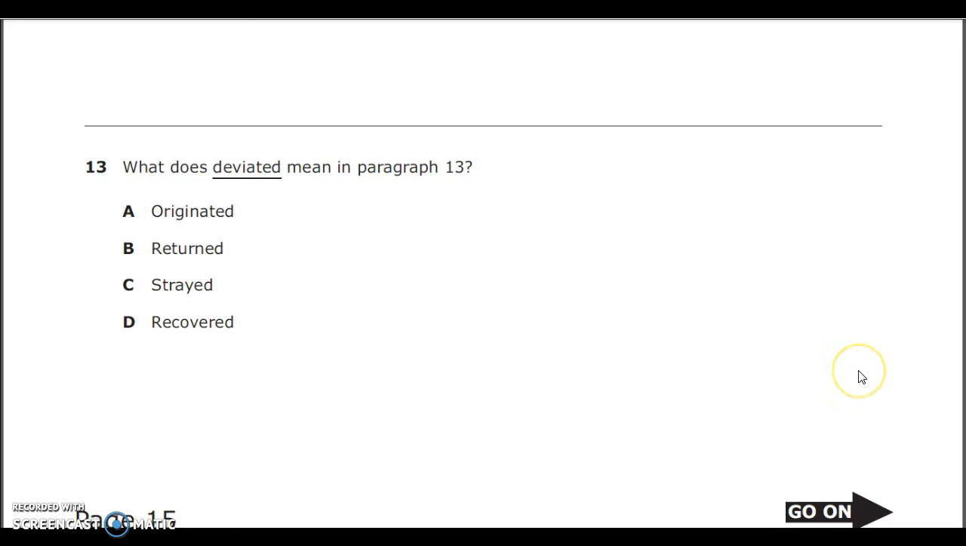Oh, here's another vocabulary question. What does deviated mean in paragraph 13? Well, I don't see a definition there, and some of these words look kind of hard too. Originated? I'm not really sure what that means. So in this case, it'd be a great time to use your dictionary. So make sure that if you don't have a definition or you don't know what all the answer choices mean, make sure you look those words up in the dictionary, because you can't get the right answer if you're not sure what all the answer choices mean. So this time, use your dictionary.